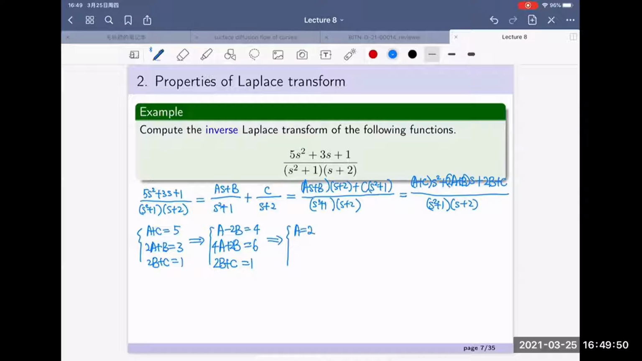If A is 2, then C is equal to 5 minus 2. C is 3. And B would be 3 minus 2A. So 3 minus 2 times 2 would be minus 1. Okay, so you get A, B, C, the three numbers.